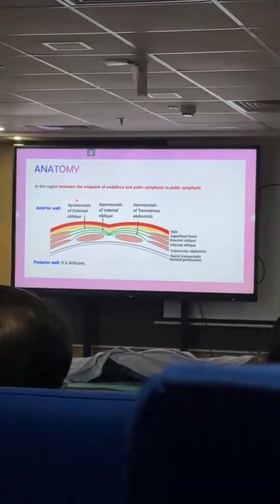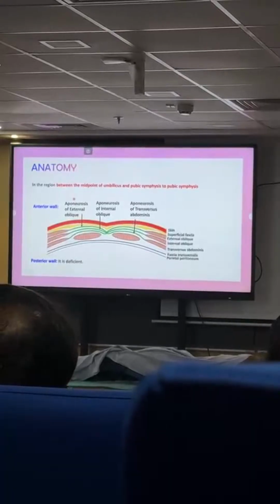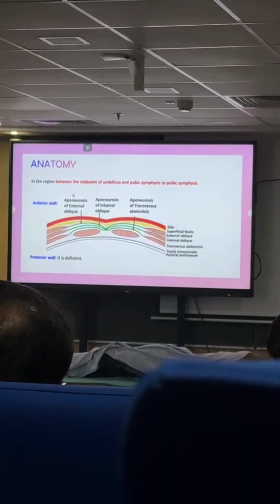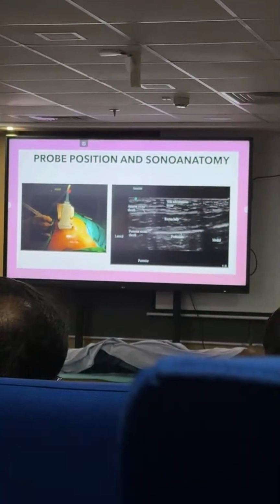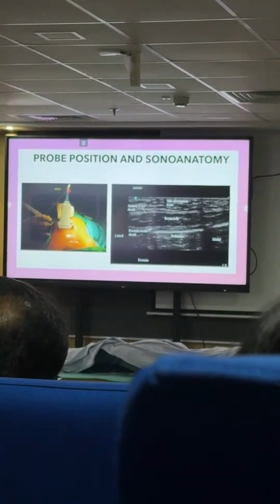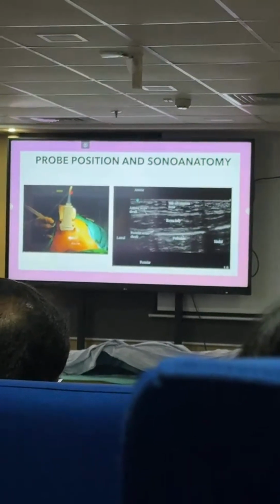Also, there is one important vessel here, that is your inferior epigastric artery. So always try to locate it while you are scanning. So this is how we perform, and I will directly go to the anterior abdominal wall block, we do the scanning and come back.